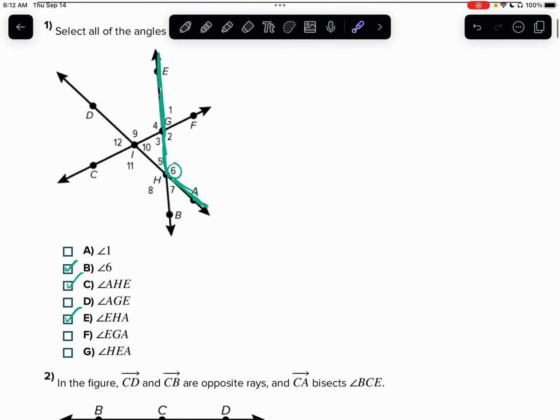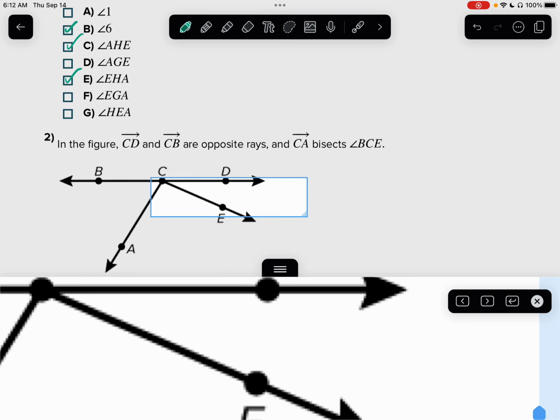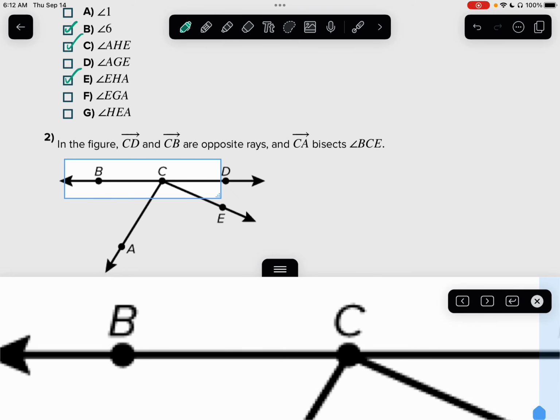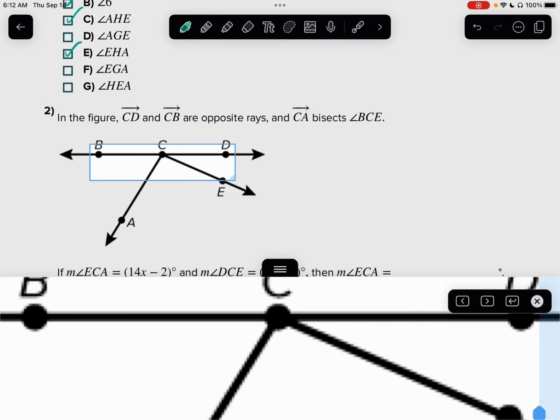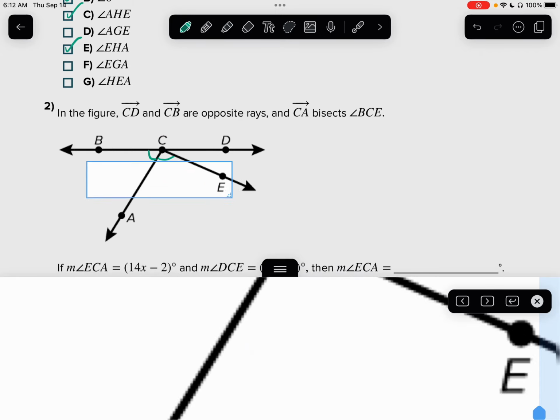All right, problem number 2. In the figure, CD and CB are opposite rays. So that means that this line, BD, is a straight line. CA bisects BCE. So I have this angle BCE, and CA is going to bisect it. So that means that this is congruent to this. It may not look congruent, but it is. We have to just take their word for it.